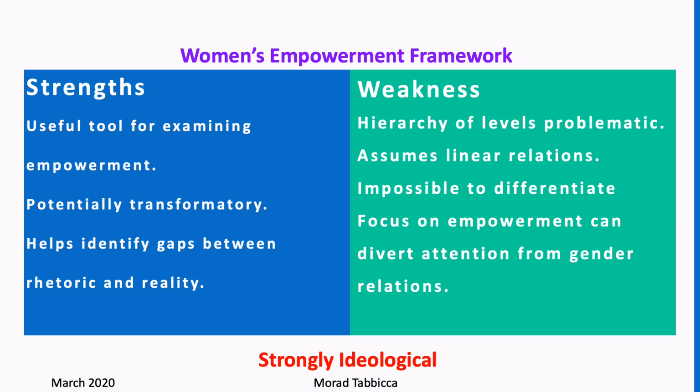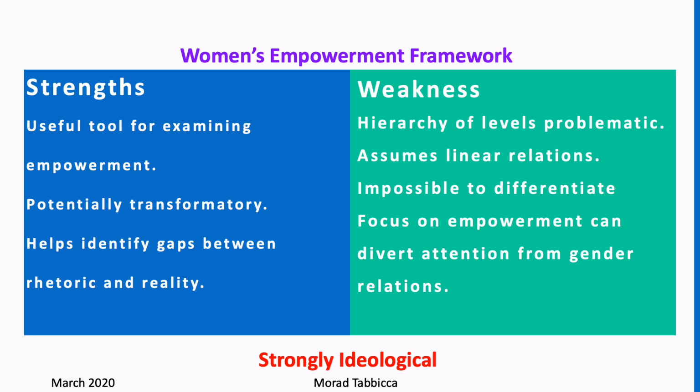When in actual fact, a project that really is going to empower would have some element of access, some element of conscientization, some element of participation, and control. So it's not a linear relationship, but you may come away from the framework thinking that it's a linear relationship between the levels of equality and empowerment.